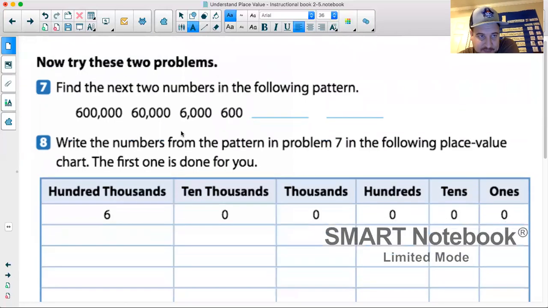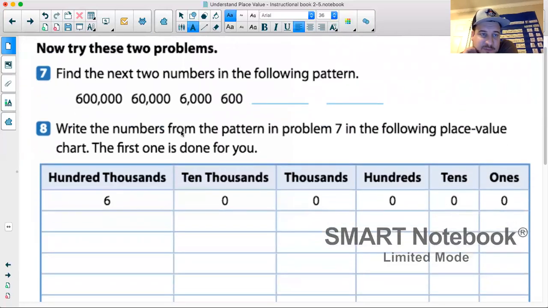Okay. Now try these problems. 600,000, 60,000, 6,000, 600. It's going down by 10 each time. Dividing by 10, which would be 60. And then if I divided 60 by 10, I'd get 6. Base 10 numbers. Put those on the lines just because.